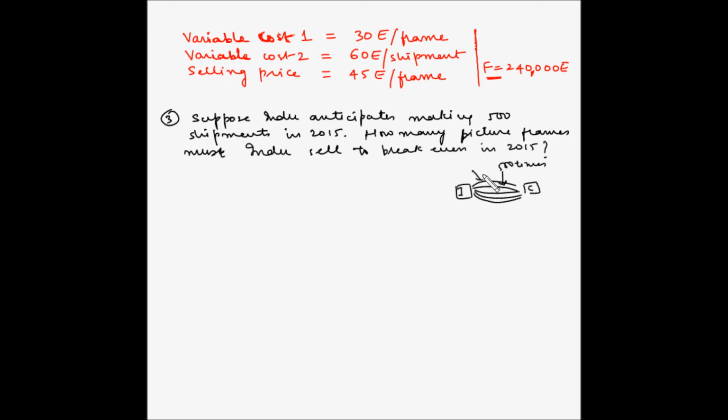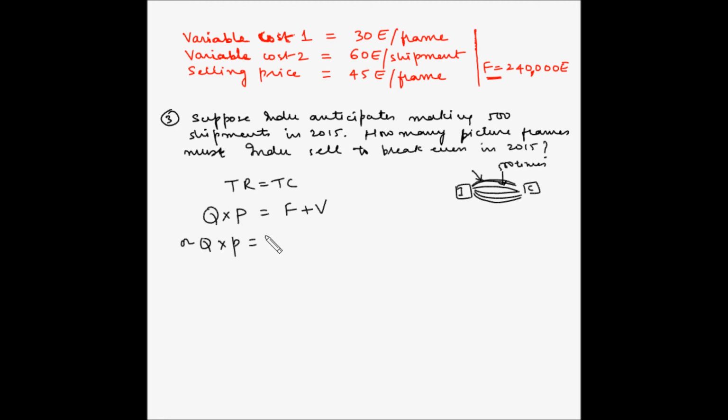Now we don't know how many picture frames are being shipped in each shipment, and that is what we have to find out. In order to break even, how many picture frames must Indu sell in 2015? Now we know that break-even point is the point where the total revenue becomes equal to the total cost. So total revenue is nothing but the multiplication of number of units sold and the unit selling price, and total cost is the addition of fixed cost and the variable cost.